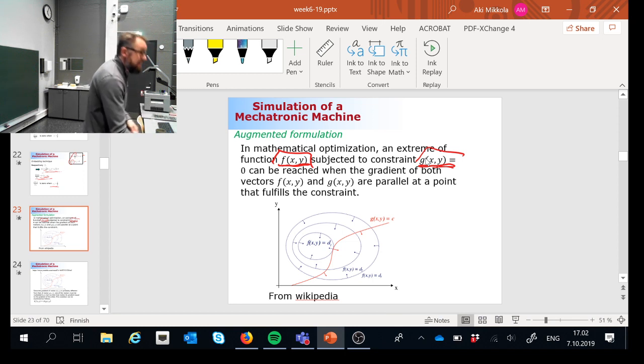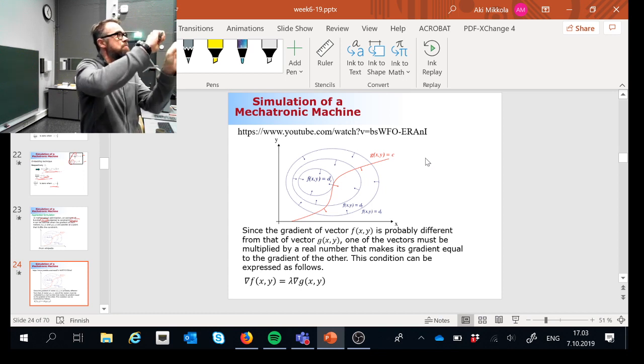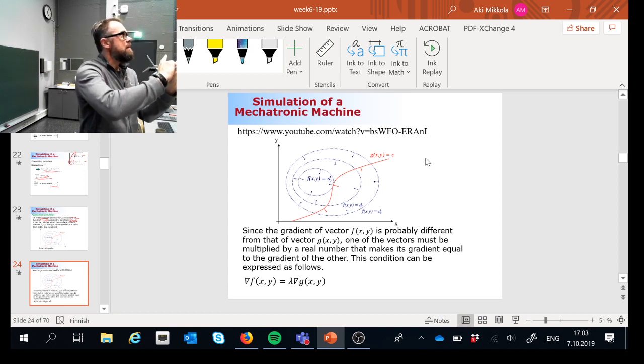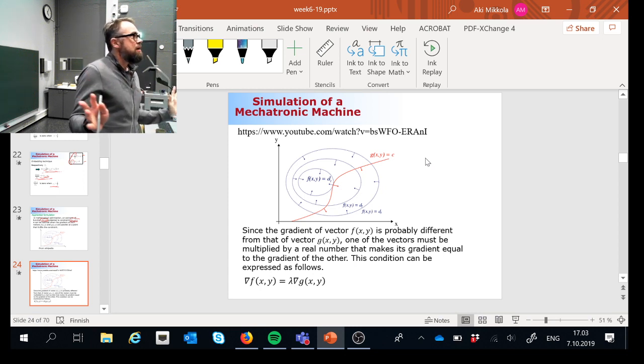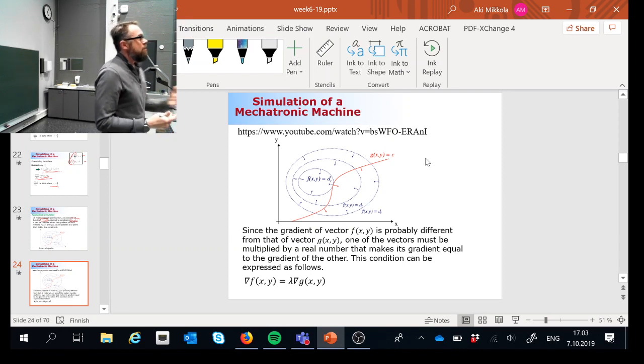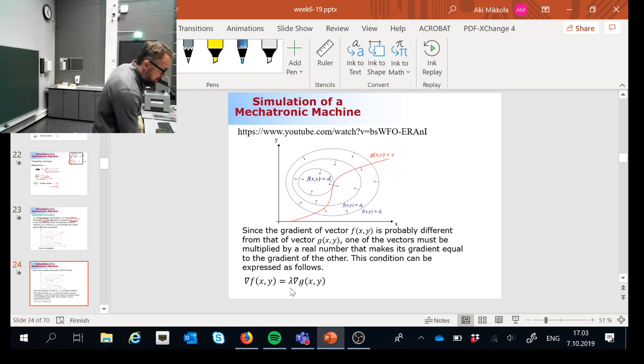All right? And if you understand it, that's even better. Now, these gradients generally have a different length. So in order to find this extreme location, we find that they are parallel, but they may have a different length. So we have to multiply one of these gradients with the number that is unknown, and that number will be called Lagrange multiplier, to make them having exactly same length. And that's how I can carry out my optimization problem.